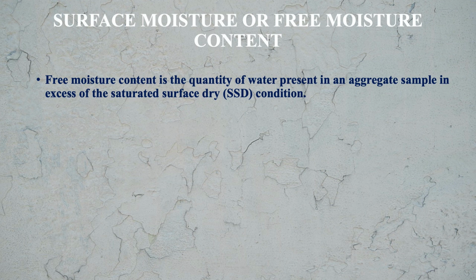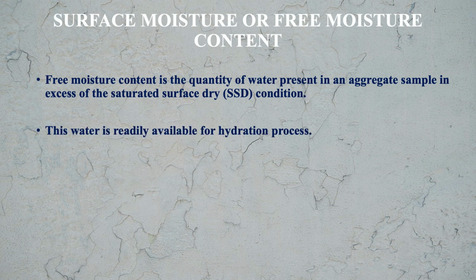Now, surface moisture or the free moisture content. The free moisture content of aggregate is the quantity of water present in an aggregate sample in excess of the saturated surface dry condition. Means the water which is there in case of saturated surface dry condition, more than that, if there is some water, then that is the free moisture content or the surface moisture. This water is readily available for hydration process because it is at the surface. So this water is available for the hydration process of the cement basically.